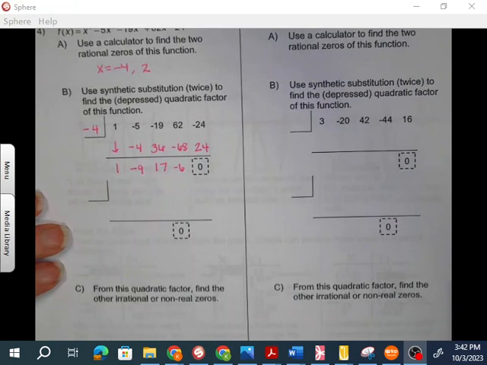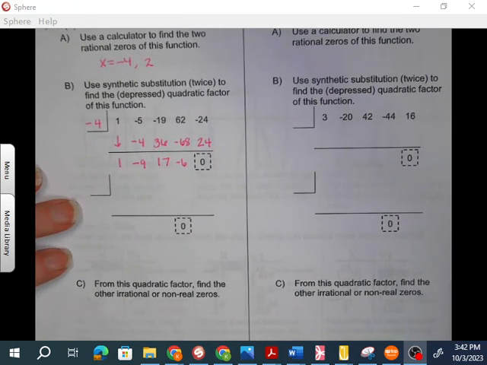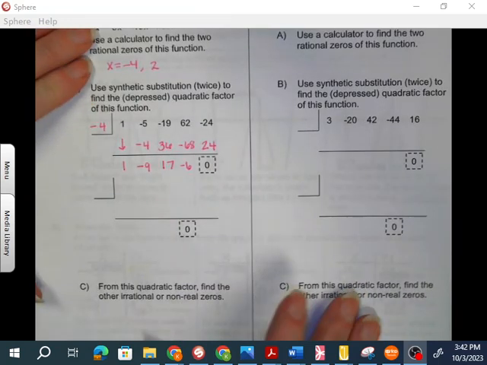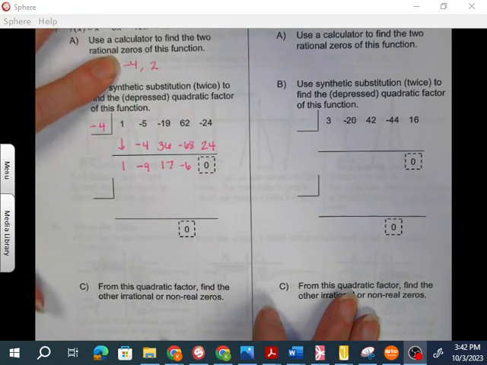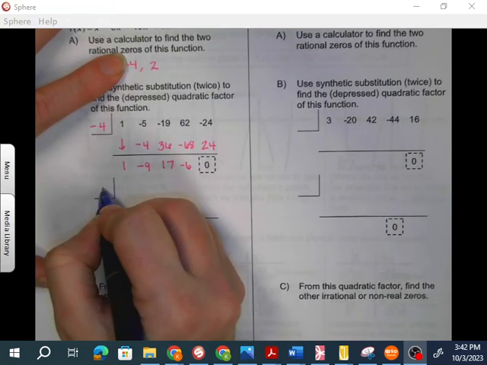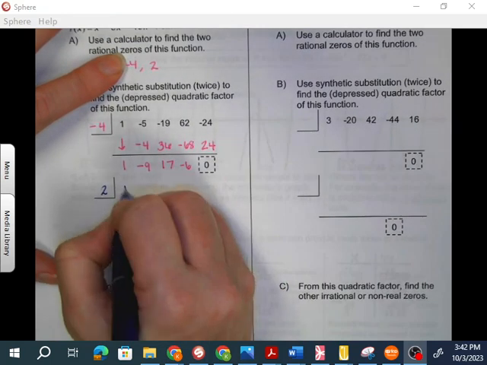So I synthetically divided with -4. That gets me new coefficients. And then I'm going to use the other. So I already used -4. The only way you can use a zero again is if it's a double root. And it's not this case. When I looked at the graph, I didn't have any bouncing. So I have to use the other one, the one I haven't used, which is 2.